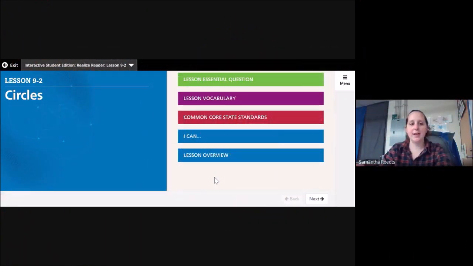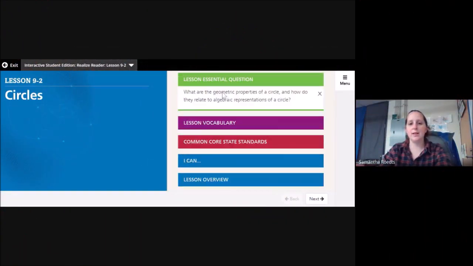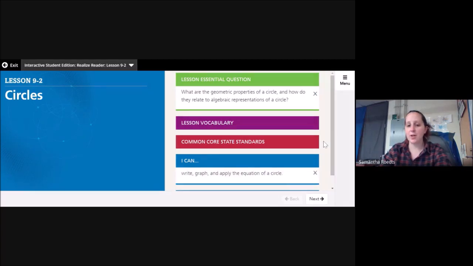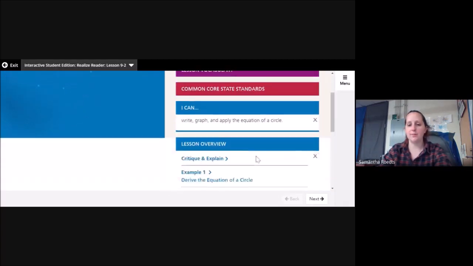Right, this is Unit 9, Lesson 2, Circles. Our lesson essential question is, what are the geometric properties of a circle, and how do they relate to algebraic representations of a circle? At the end of this lesson, you'll be able to write, graph, and apply the equation of a circle.